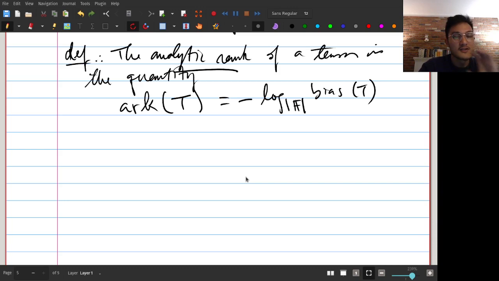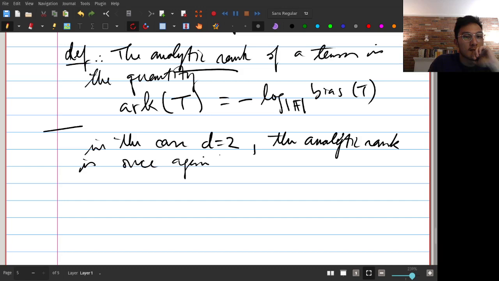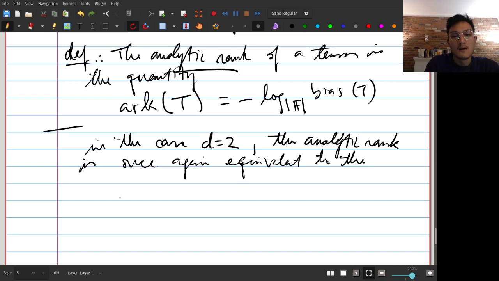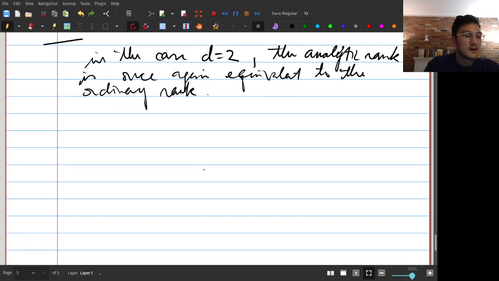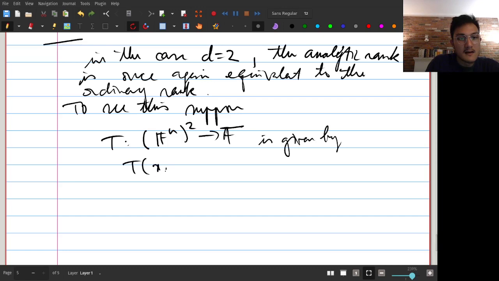Okay, and so the last thing I'll just show is that in the case d equals 2, the analytic rank is, once again, equivalent to the ordinary rank. Okay? To see this, suppose T from F^n squared to F is given by T(x,y) equals the sum from i equals 1 to r of x_i y_i.